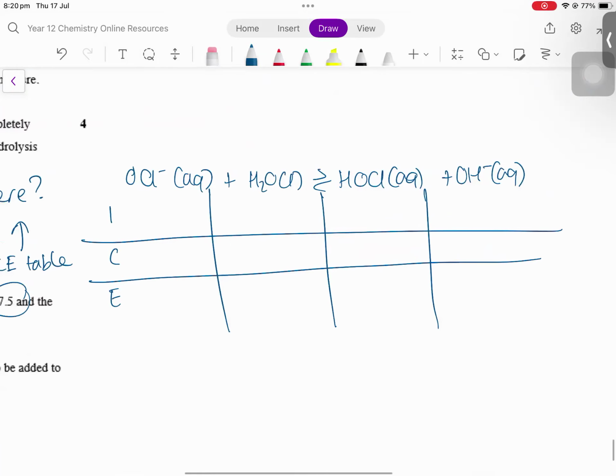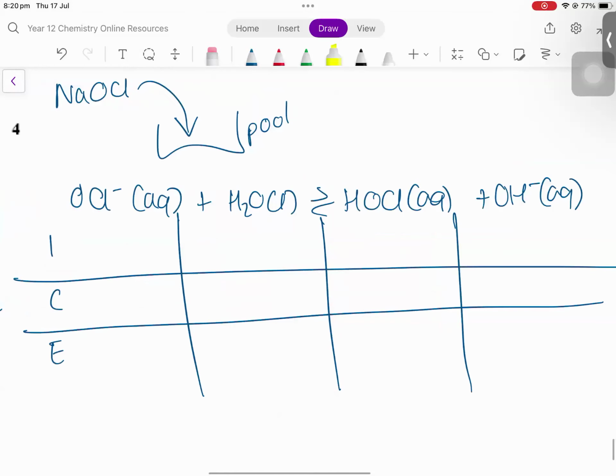Before the reaction has started, you're putting NaOCl into your pool. This is the context. The OCl is responsible for this reaction. What that means is no OCl, no reaction. OCl is the reagent for this equation. It starts everything. If there's no OCl, there's no reaction.